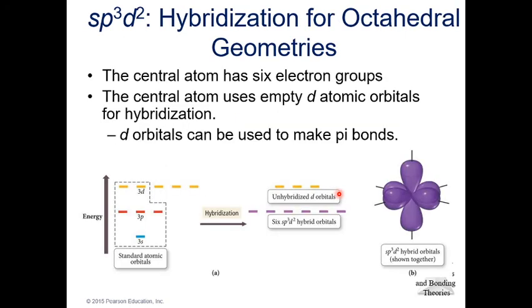Next, we have 6 electron groups. That means we need 6 places to make bonds. So we need to hybridize 6 atomic orbitals to make 6 hybrids. So I'm going to grab an s, 3 p, and now I'm going to take 2 of the d. I'm going to mix these all together for a total of 6 hybrids. I got 6 sp3d2 hybrid orbitals. Now I've got 6 locations where I can throw an electron in there and they're open for business. They can make a bond. You can also use d orbitals to make pi bonds, but that's outside the scope of this class.